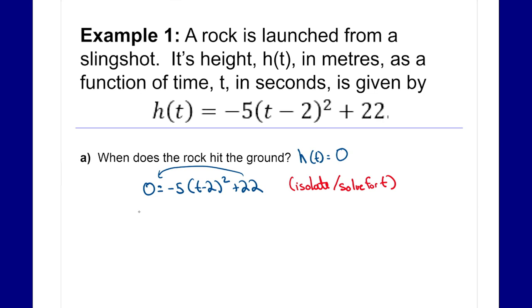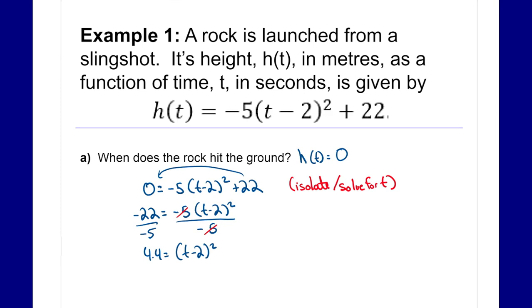So I'm going to move the plus 22 over. It becomes minus 22. I have -5 times (t - 2)². I'm going to divide everything by -5 on both sides. One side will cancel out. I'm left with 4.4 is equal to (t - 2)².